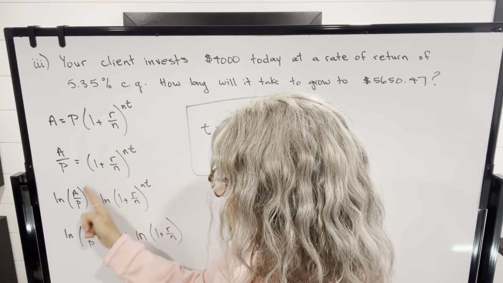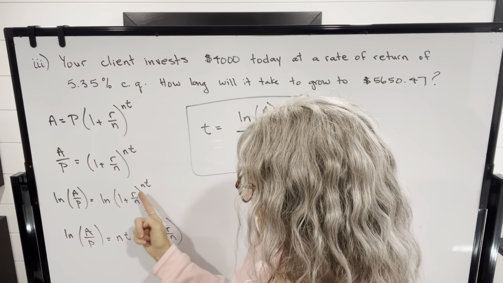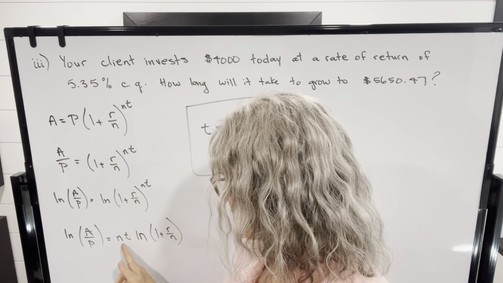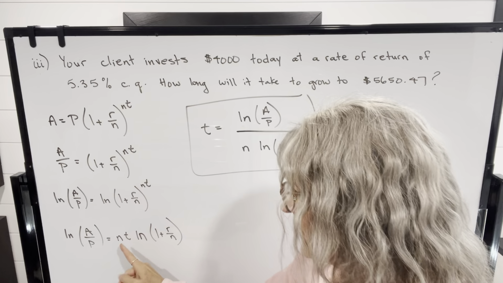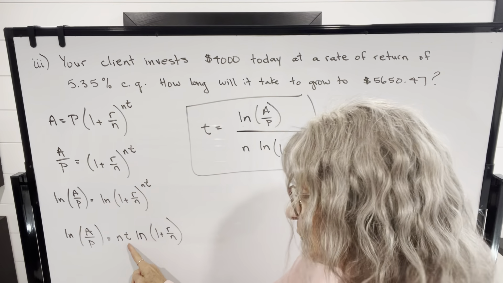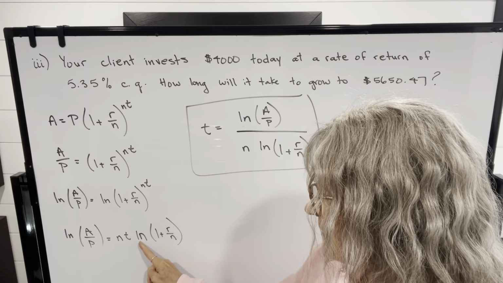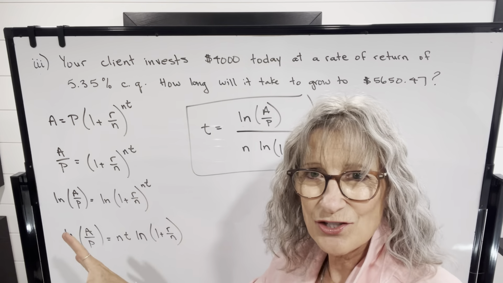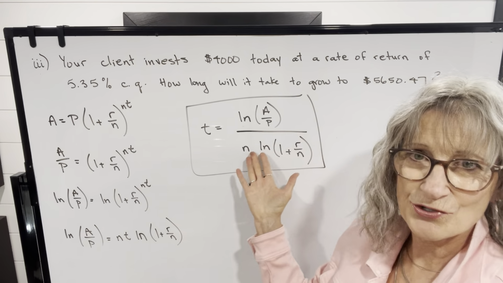Then we're going to take the natural log of both sides. Then we're going to use our properties of logs that allows us to take that nt and write it as a coefficient. And then to isolate t, I'm going to divide both sides by n and natural log of 1 plus r over n. So if that interests you, fine. If not, here's the formula.